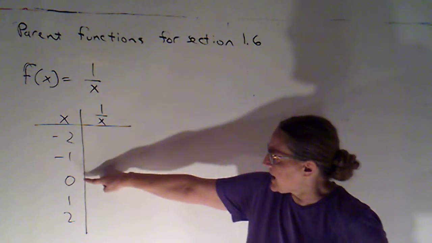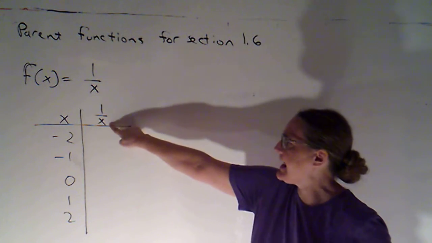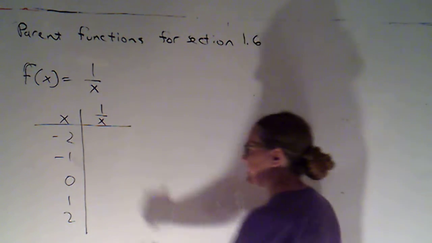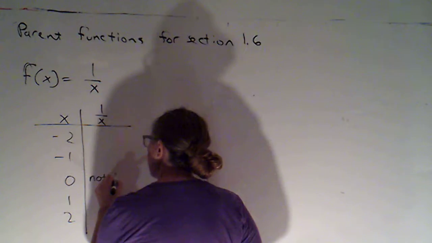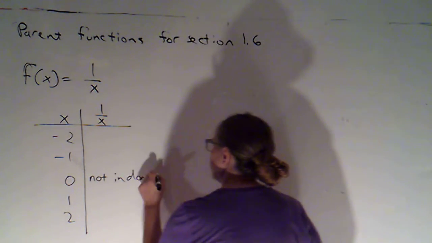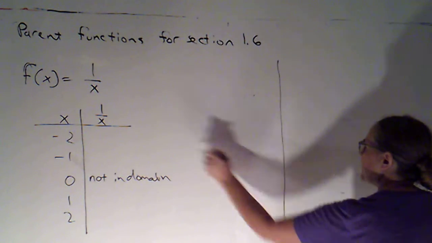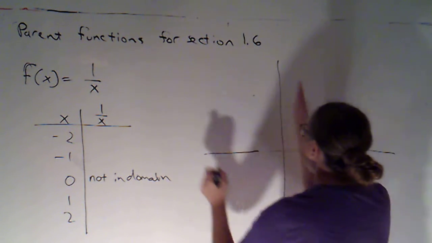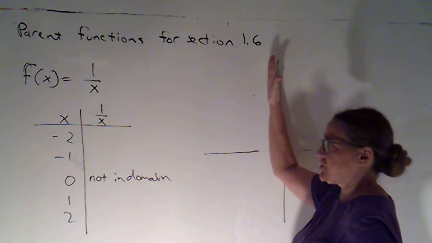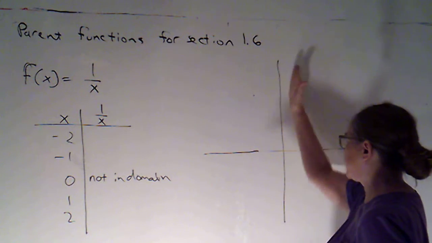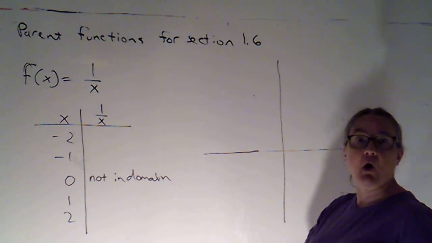And right off the bat, I might notice I have a problem right there, because I can't plug in 0 for x. So I'm just going to make a note. This is not in the domain. So when I go to graph this, there's not going to be any y-intercept. We can't touch the y-axis at all.